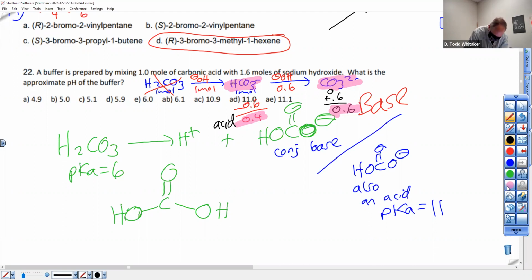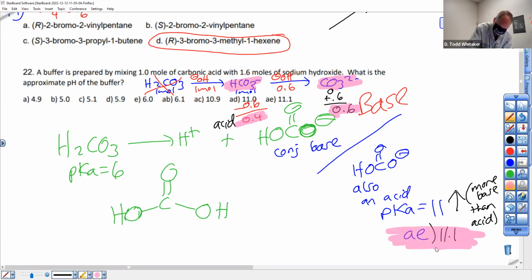AE, yeah. And I go like this. I put an up arrow because there's more base than acid, right? It's a multiple choice, so you don't have to show any work if you don't want. And AE 11.1 is the only answer that's a little above 11. Good question.